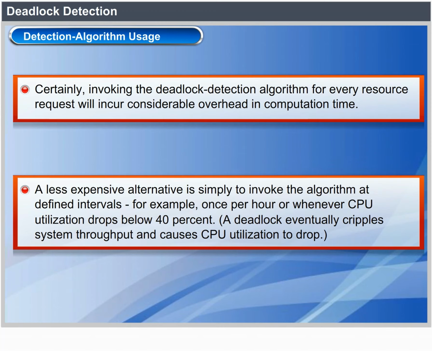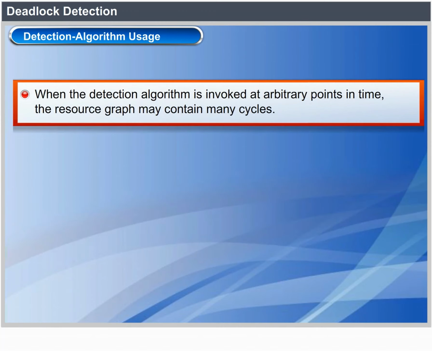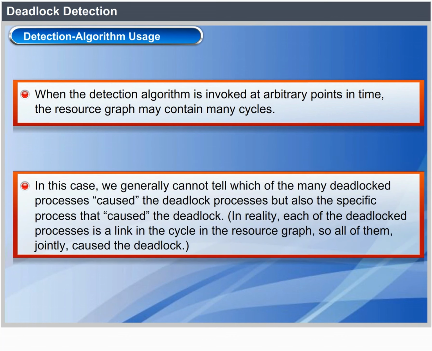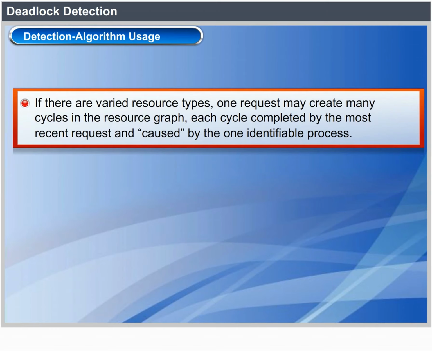If the detection algorithm is invoked at arbitrary points in time, the resource graph may contain many cycles. In this case, we generally cannot tell which of the many deadlocked processes caused the deadlock, nor the specific process that caused it. In reality, each of the deadlocked processes is a link in the cycle in this resource graph, so all of them jointly caused the deadlock. If there are many different resource types, one request may create many cycles in the resource graph, each cycle completed by the most recent request and caused by the one identifiable process.